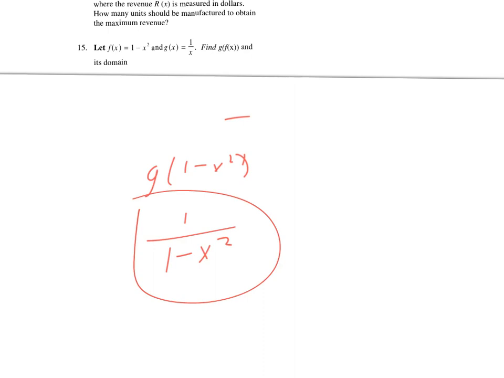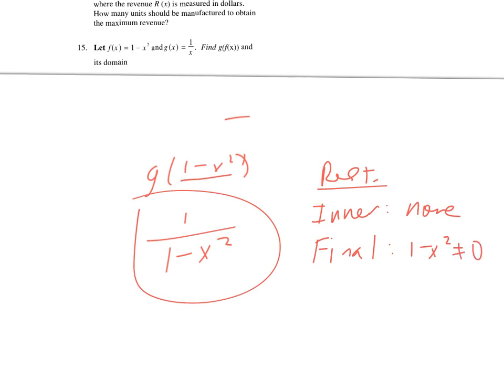Now its domain, so we have to look at the restrictions of the inner function and the final answer, right? So the inner function, 1 minus x squared, actually has no domain restrictions. However, the final answer, 1 minus x squared, cannot equal 0. So then I would factor this. You could also solve this one with square roots, but I would factor it. We don't need test points on the not equals to, so I'm just going to say x cannot equal 1, x cannot equal negative 1.